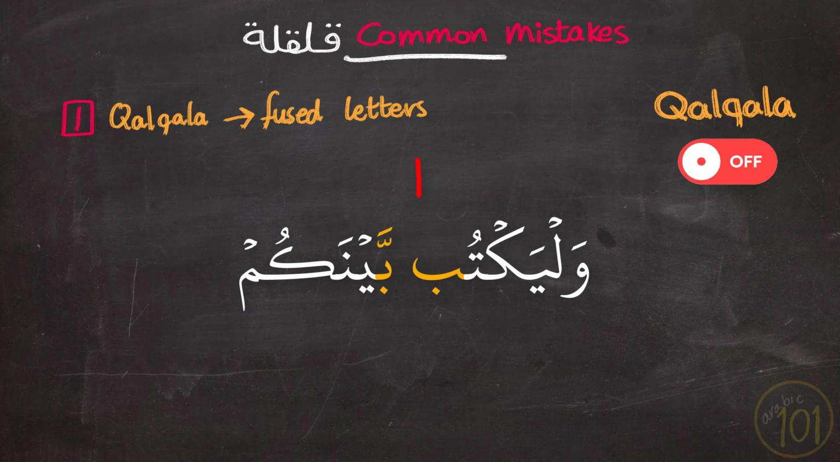Also, notice that if you stop at the first word, you will apply Qalqalah normally, since in that case, the ba is not fused with anything yet. But once you keep on reading, you will fuse it. And therefore, if you stop at this word, you would say وَلْيَكْتُبْ. But if you keep on reading, you will say وَلْيَكْتُبْ بَيْنَكُمْ. So there will be no Qalqalah if there is fusion.